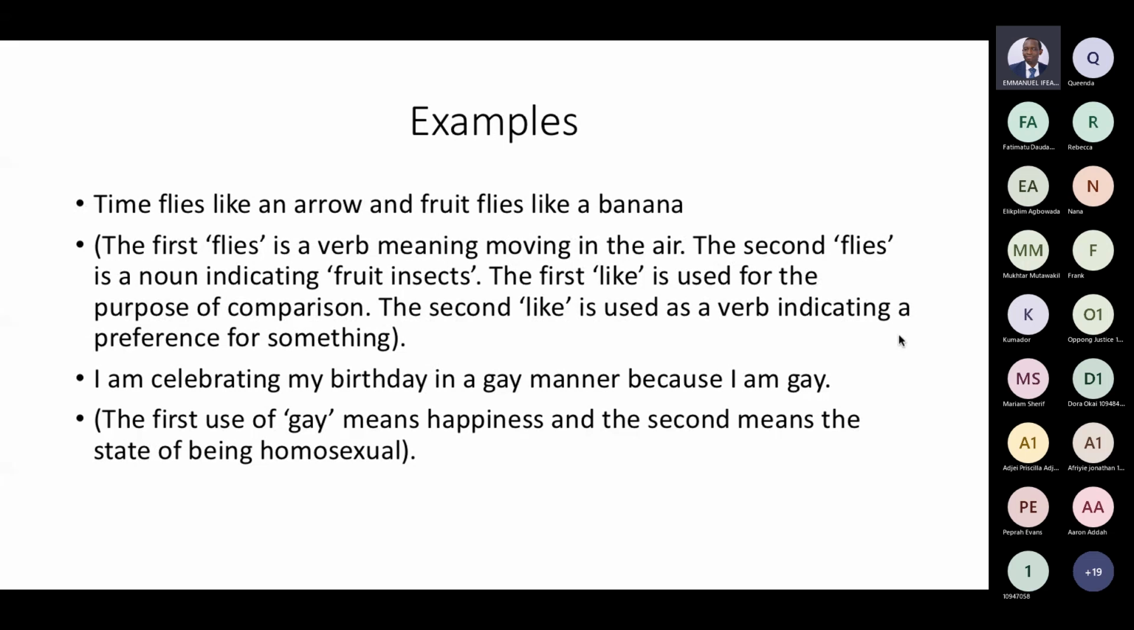I'm celebrating my birthday in a gay manner because I'm gay. So the first use of gay means happiness, and then the second means the state of being homosexual. Okay, so these are instances of equivocation. You can see one word occurring twice or more in a passage, and it's not just that one word is occurring twice or more, but that it's occurring with more than one meaning. So that's equivocation.